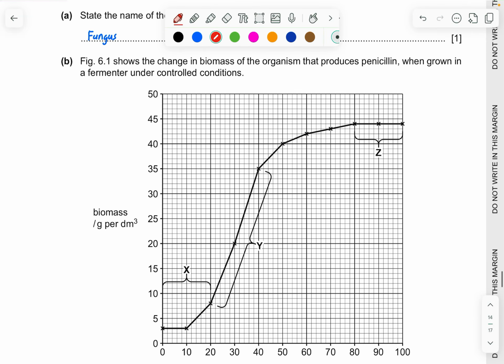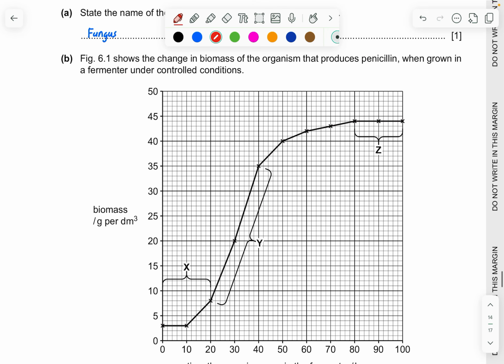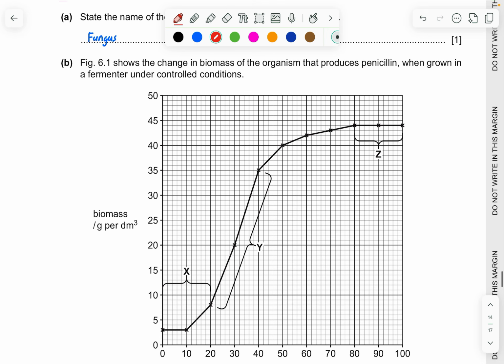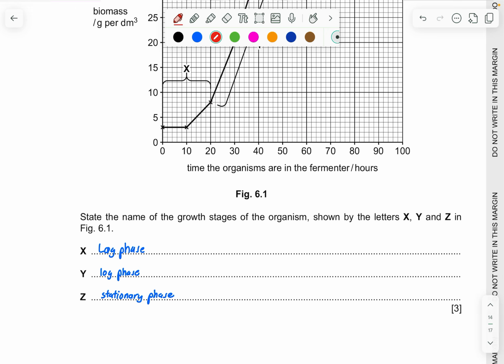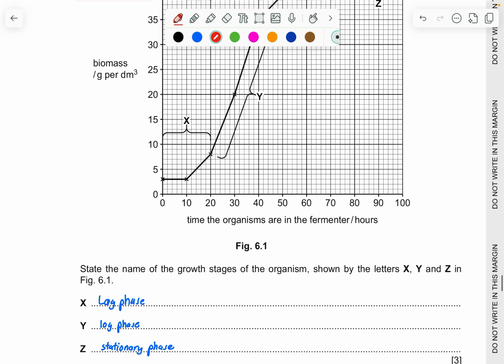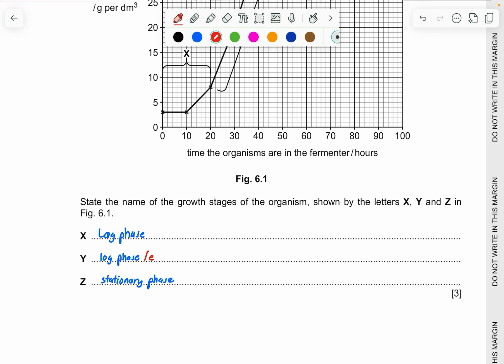Alright, so the next graph is quite familiar. They ask you for the change in biomass when grown in a fermenter, and they show you this is actually not an exponential graph, but a sigmoid curve. So this is known as a sigmoid curve. And how would you solve this? They ask the name of the growth stage. So X is the lag phase, Y will be the log phase, and you can put exponential phase, that is also okay, and a stationary phase.